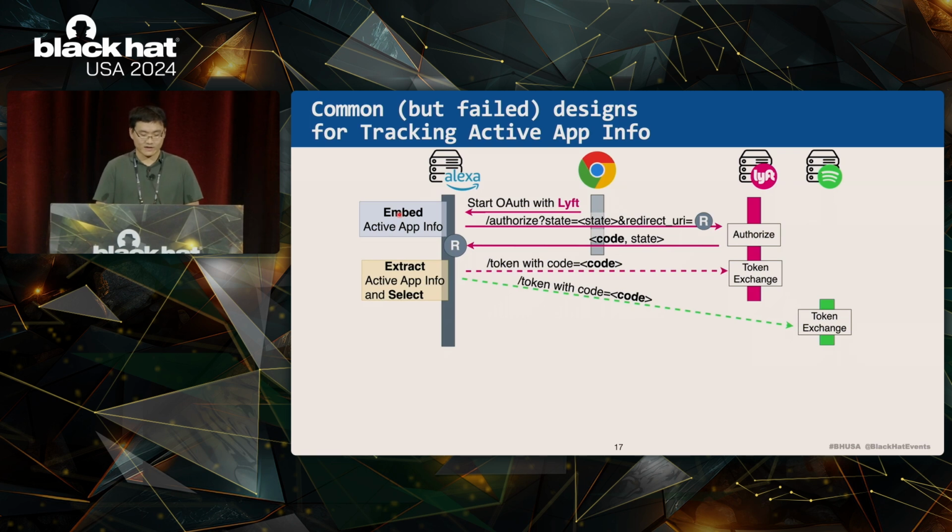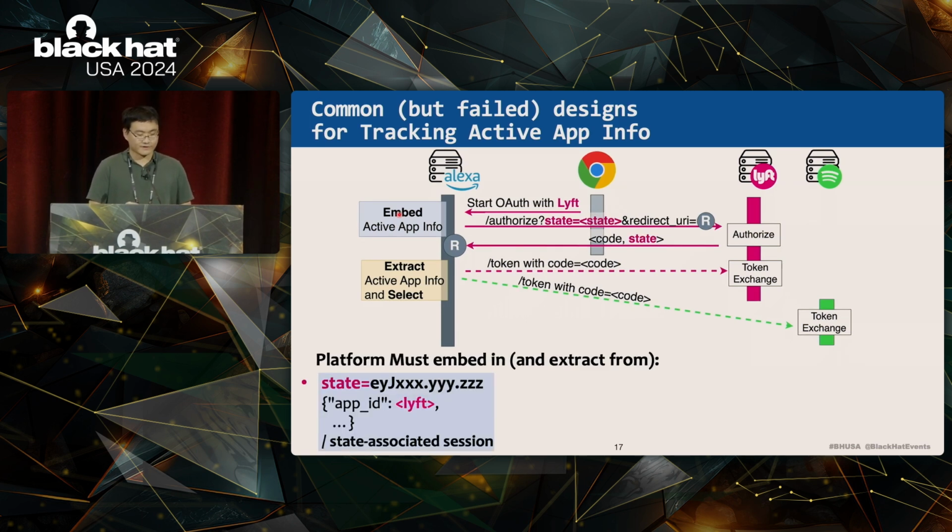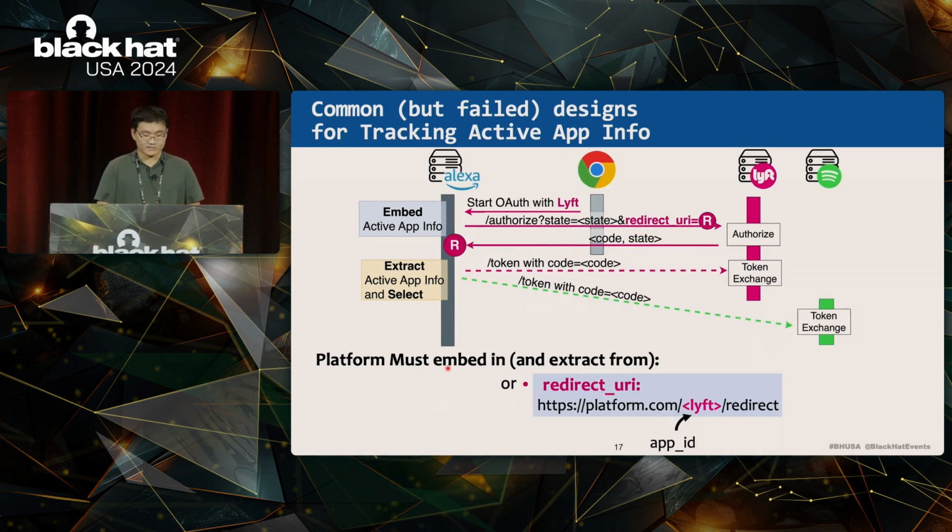There are two common patterns to accomplish this goal. The first mechanism is through the state parameter, because state travels along the authorization phase. So the platform could embed an app identifier, say Lyft, in the state parameter and sign it to make sure that nobody can tamper with it. That's one way to track the app ID. Another choice is to embed the ID in the redirect URI, like in the URL path, so that the platform could also extract this information when the user agent hits the redirection endpoint.